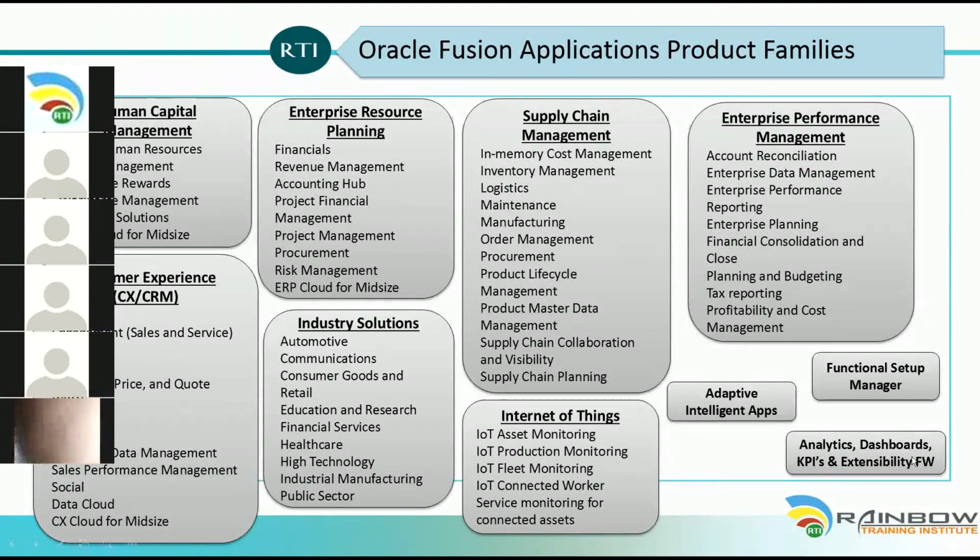Another thing is analytics, dashboards, and key performance indicators. What are these three? These three are nothing but reporting. Every module, every product family will have reporting that comes along with it, where you can create visually rich analytical reports, dashboards, and key performance indicator kinds of reports. And you will also have BI Publisher, where you can create typical BI Publisher reports. So all those reports will be available for each and every product family as part of this.